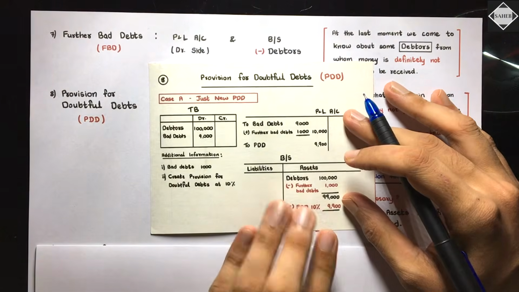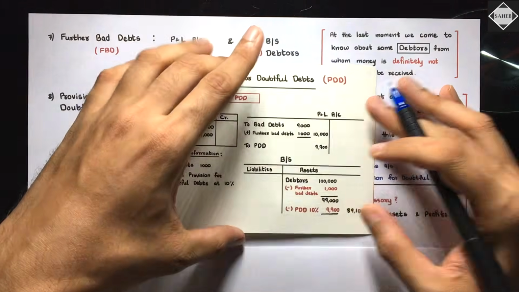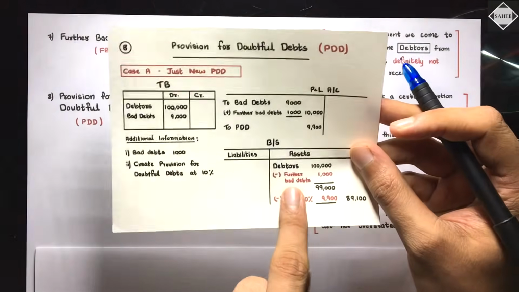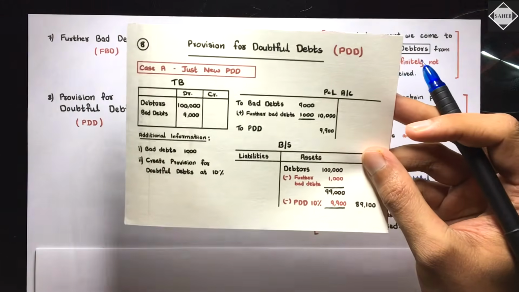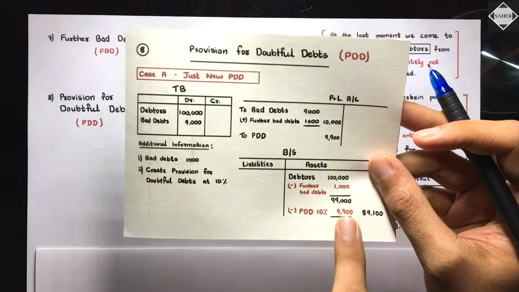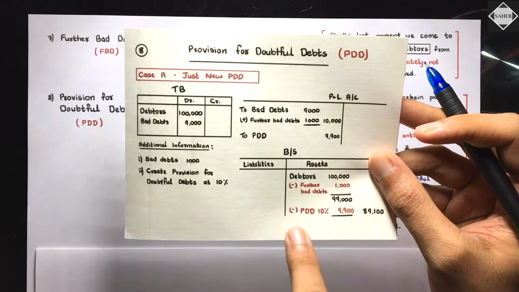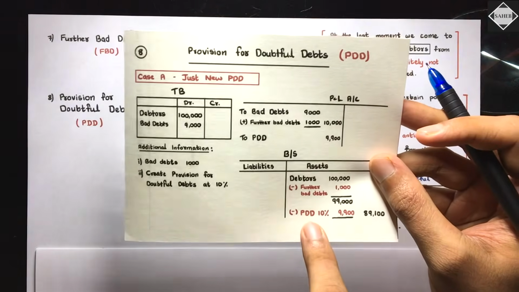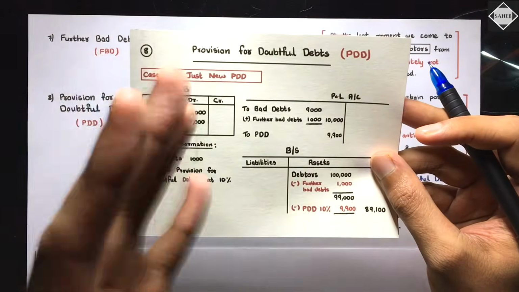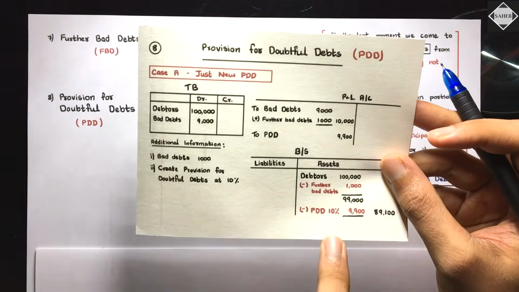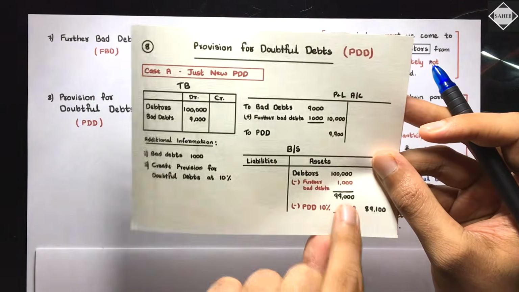Come to the balance sheet. You take the debtors figure, 1 lakh. First, you have to reduce further bad debts, minus 1,000. Always remember, deduct the FBD first. That gives 99,000. Now on this 99,000, you will create the provision. You have a doubt that 10% of this 99,000 will not pay me, so you are creating the provision. You are reducing your asset by 10%, that is 9,900.